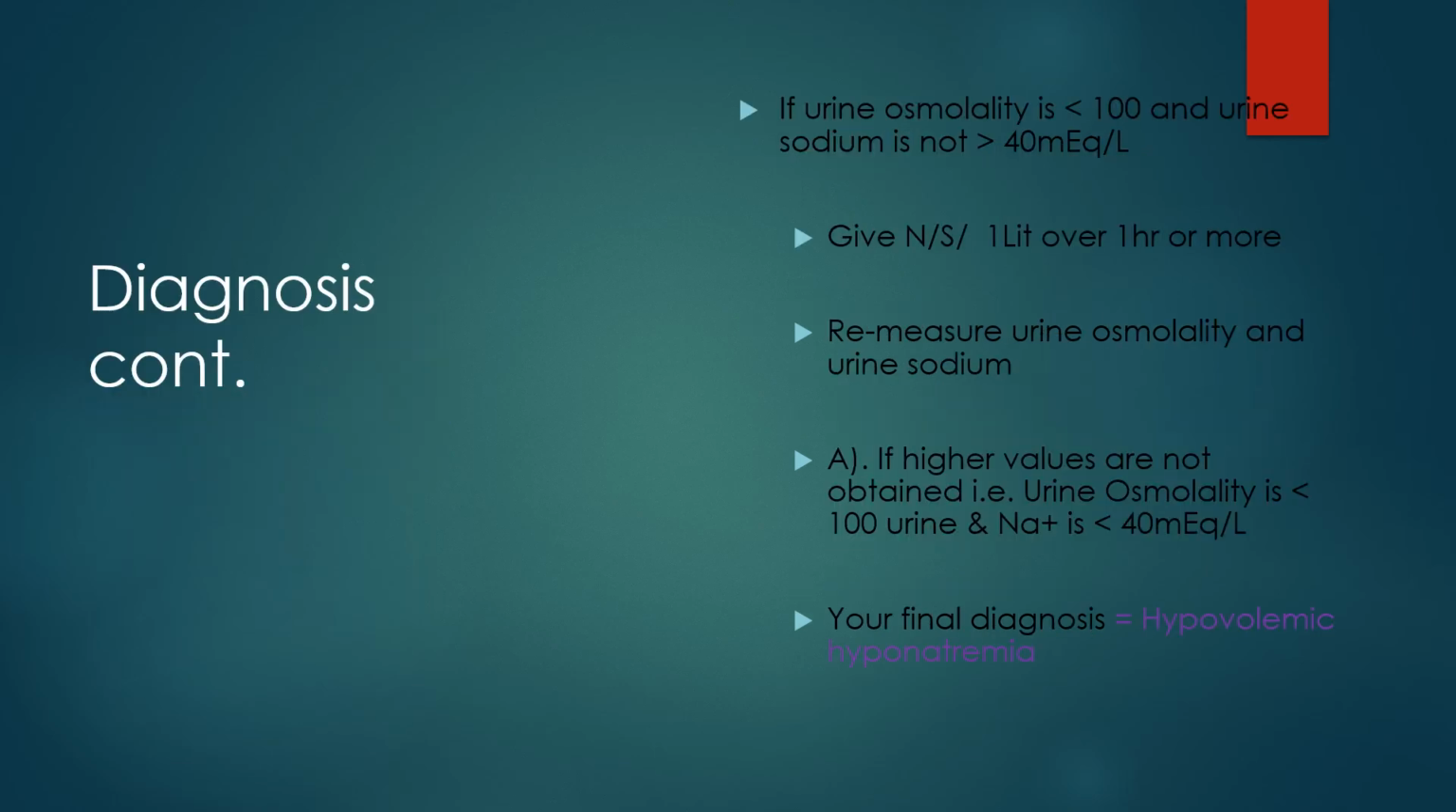If urine osmolarity is less than 100 and urine sodium is not greater than 40 milliequivalent per liter, then we can give normal saline at 1 liter over 1 hour or more, and we measure our urine osmolarity and urine sodium. If our values are not of 10, which means if urine osmolarity is still less than 100 and urine sodium is less than 40 milliequivalent per liter, then our final diagnosis there is hypovolemic hyponatremia.